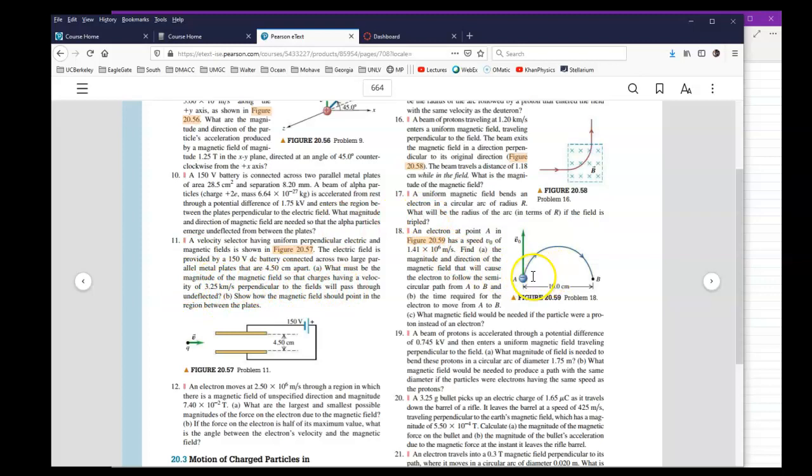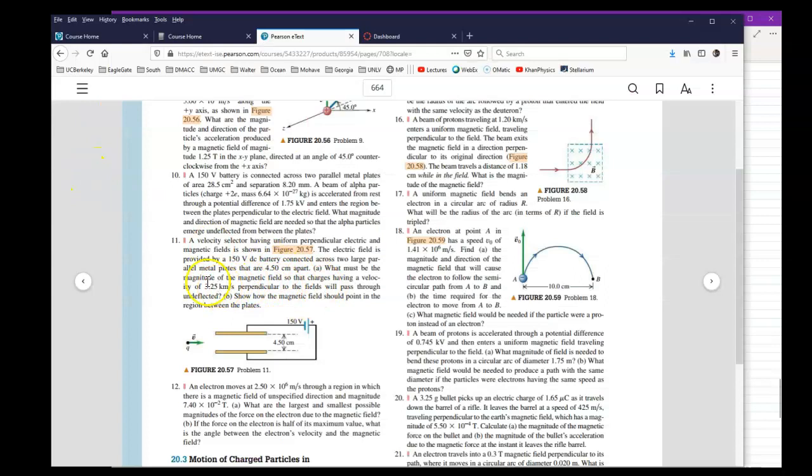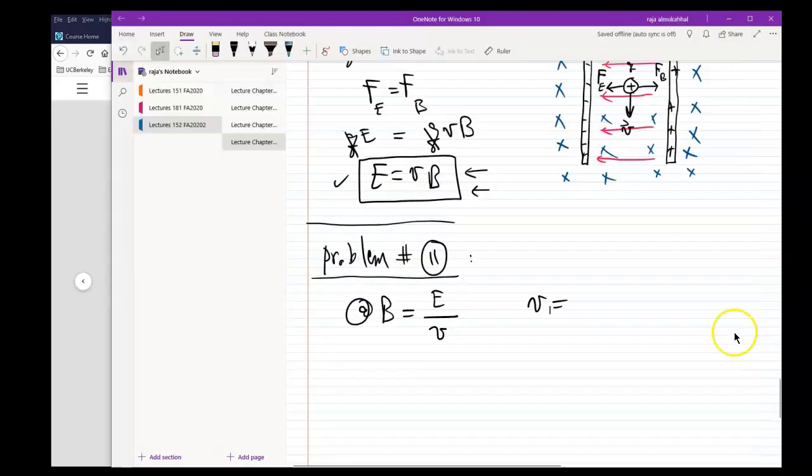Well, how do we do it? You can pause the video and think about it. It's not much to really think about. Basically, he's asking to use this formula right there. So B equals E over V. He gives me the V. The V is 3.25 kilometers per second, so that will be 3.25 times 10 to the third meters per second. Okay, I got this V.